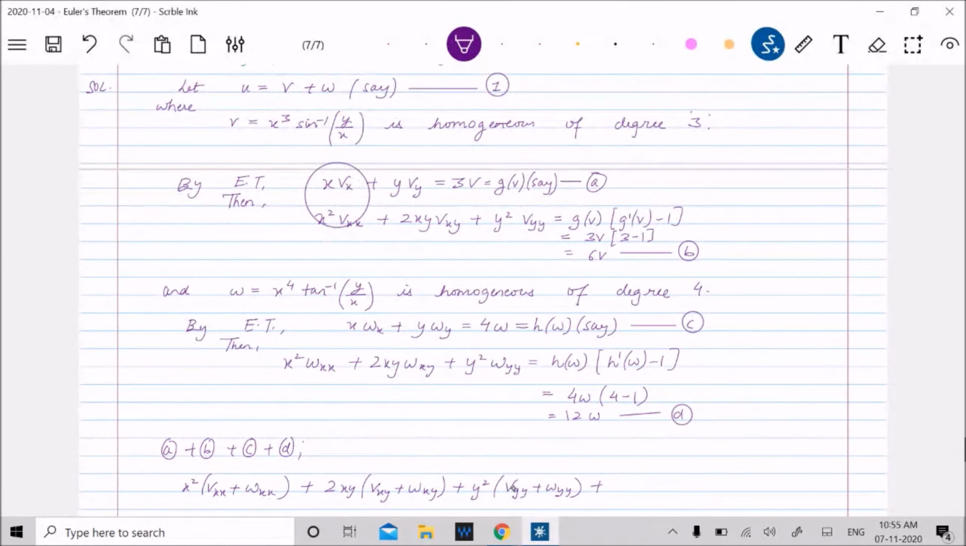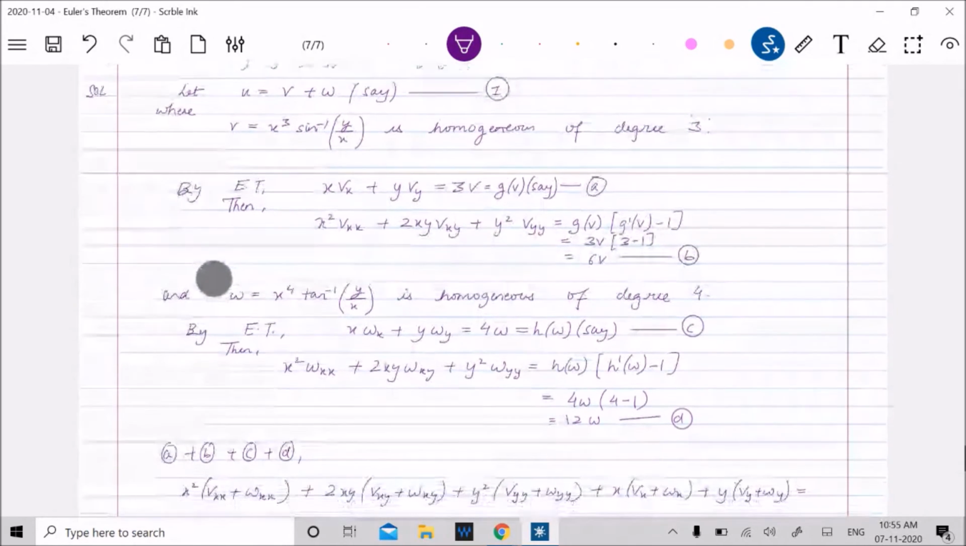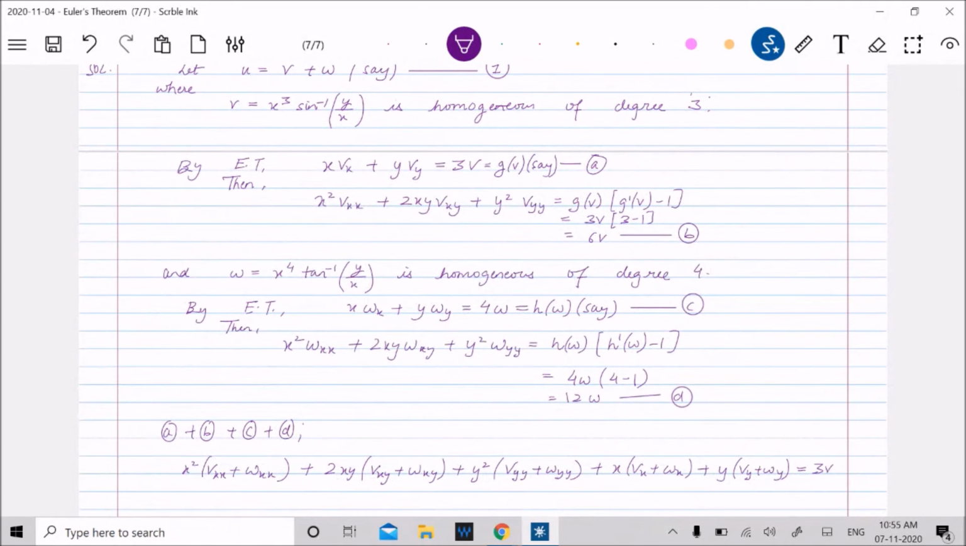See the equation number A, and this is equation number C, and you can see that x can be taken common, and inside the bracket we will be having vx plus wx, and if you consider their second terms, then that will be vy plus wy. This is the result of the left hand side addition. Now add the right hand side also. The first is 3v, then you have 6v plus 6v, then you have 4w, and at last we have 12w.